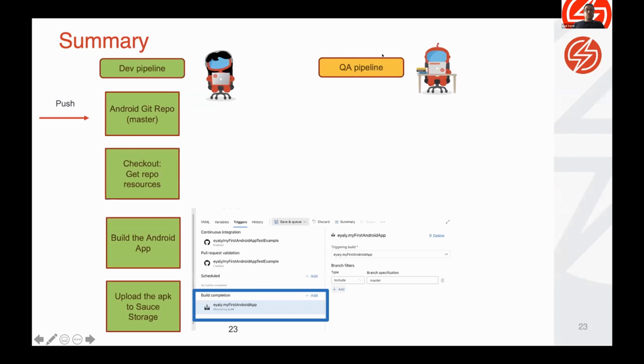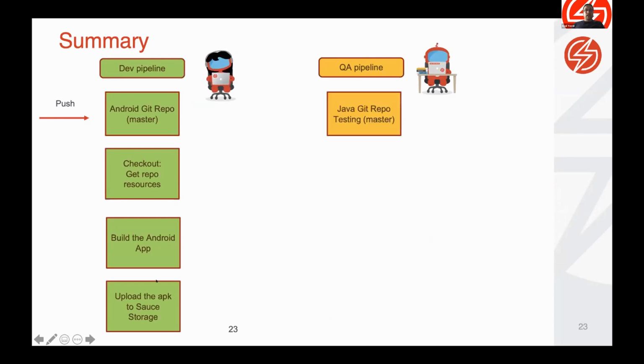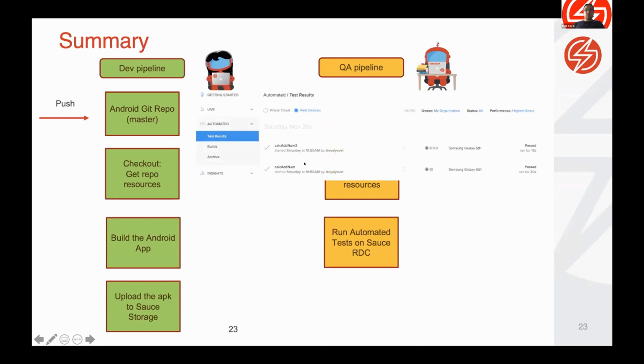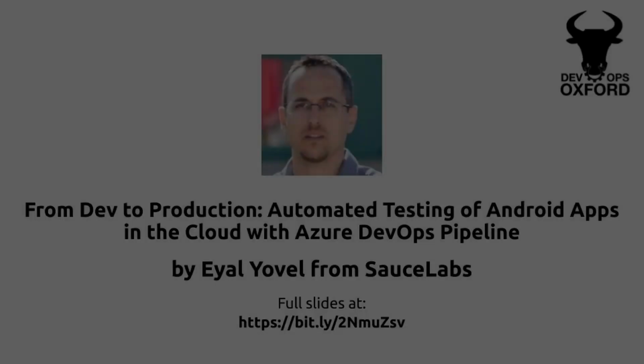There is a trigger from the QA pipeline, the second pipeline. There is a trigger because the first pipeline finished running, and we start this pipeline too. So this is the Java Git repository. Again, we check out the repository and we run the automated test on Sauce with the device cloud. And the result is that we can see the real devices where the tests are located and run, in this case, successfully on the platform.